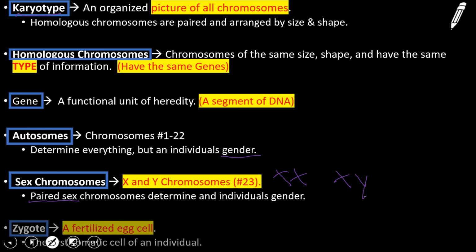And the last word that we got to know is zygote. Let me get that out of the way. A zygote is a fertilized egg cell. A zygote is the first somatic cell of an individual, or a first diploid, if you remember what a diploid is from the last video. A diploid has 46 chromosomes, okay? 2 copies of each one. So go ahead and take note of this page, and let's take a look at what a karyotype looks like.